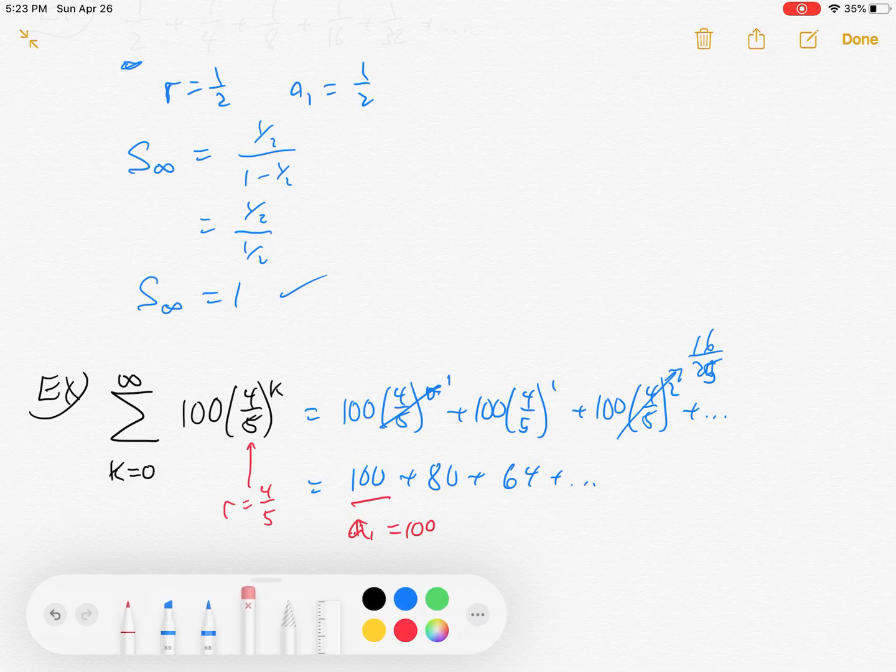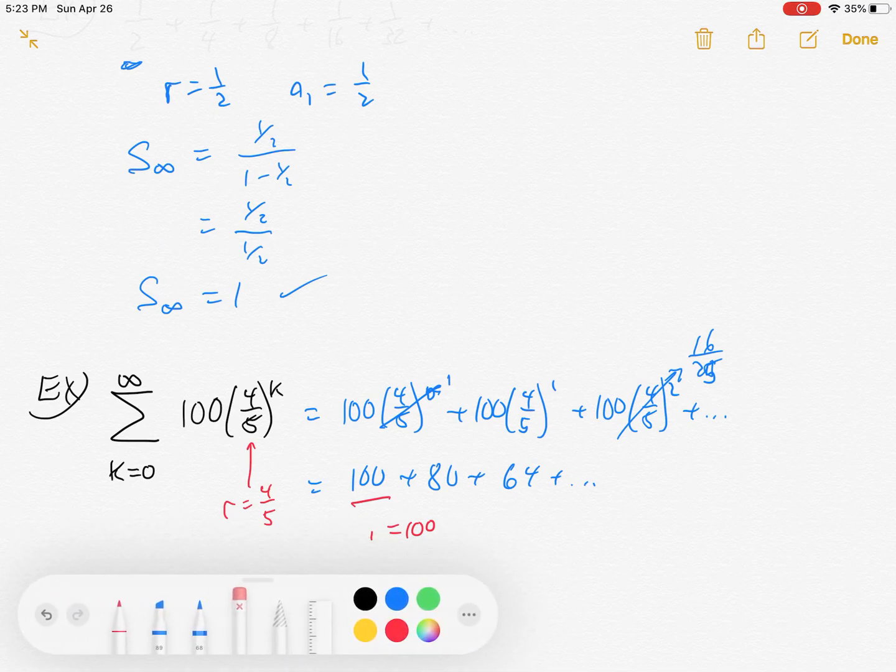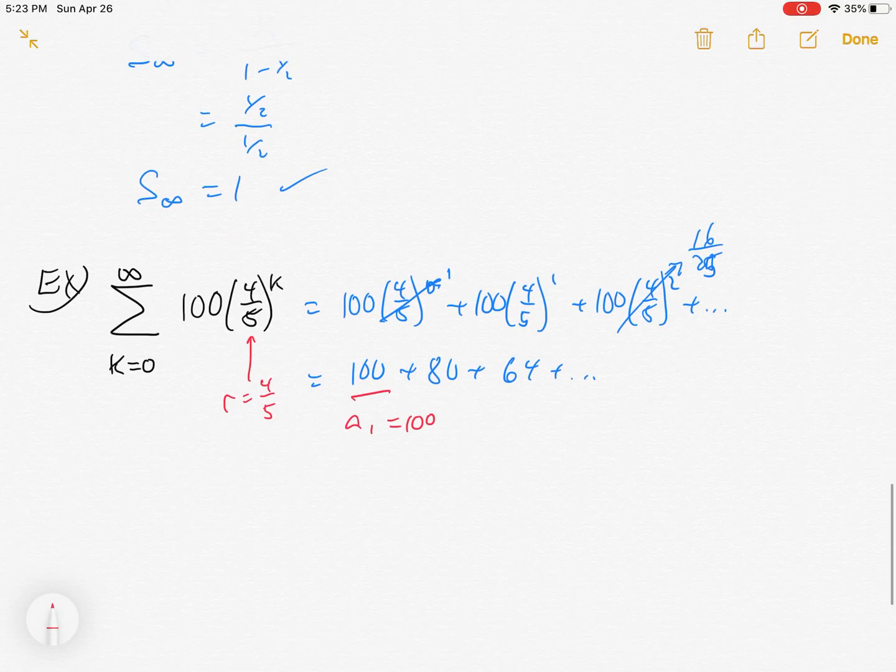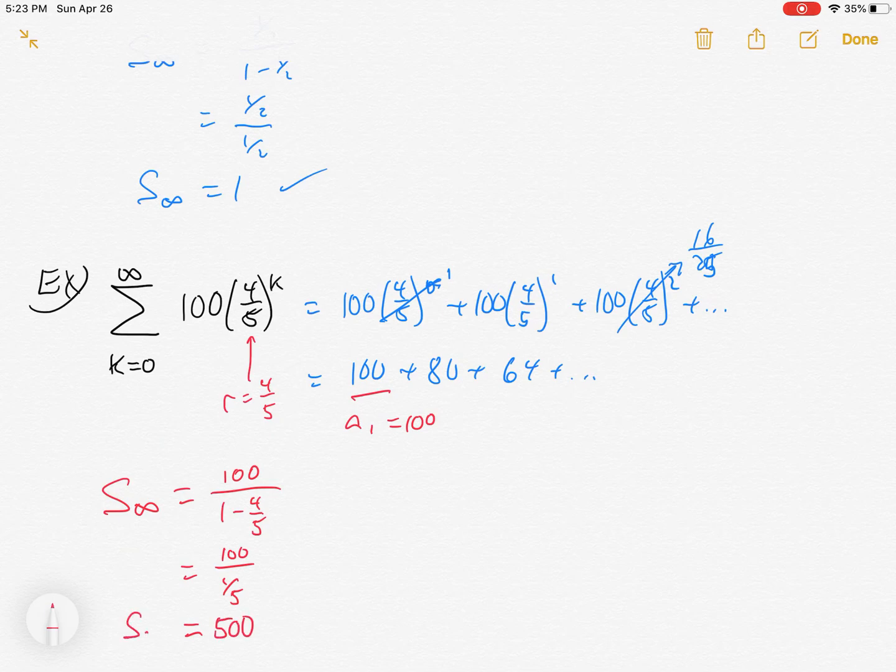Well, let's see what happens. We only need 2 things. We need A1. A1 is 100, and we need R, which is 4/5. Let me clean that up a little bit there. There we go. A1 is 100. So this says you want to add up an infinite number of those terms. It's 100 divided by 1 minus 4/5, which is 100 over 1/5. And it's exactly 500.